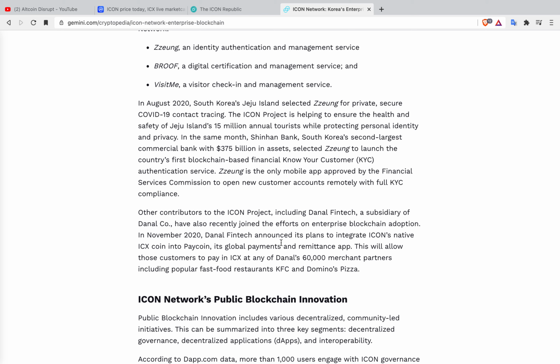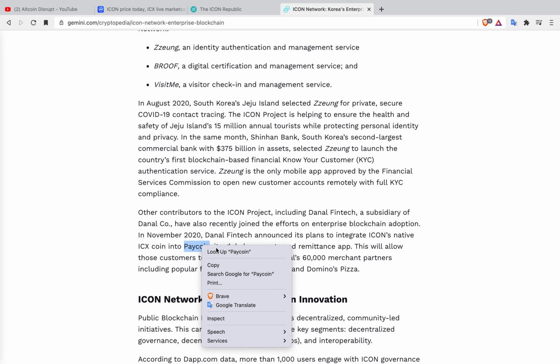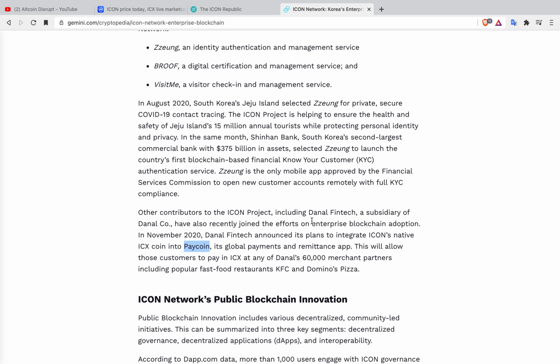So contributions to the Icon project include Danal Fintech, a subsidiary of Danal Co., which has also recently joined the efforts of enterprise blockchain adoption. In November 2020, Danal Fintech announced its plan to integrate Icon's native ICX coins into Paycoin. Now, guys, if you don't know what Paycoin is, I'll advise you to check that out. It's a global payment and remittance app. This allows customers to pay in ICX at any of Danal's 60,000 merchant partners, including fast food restaurants such as KFC and Domino's Pizza.